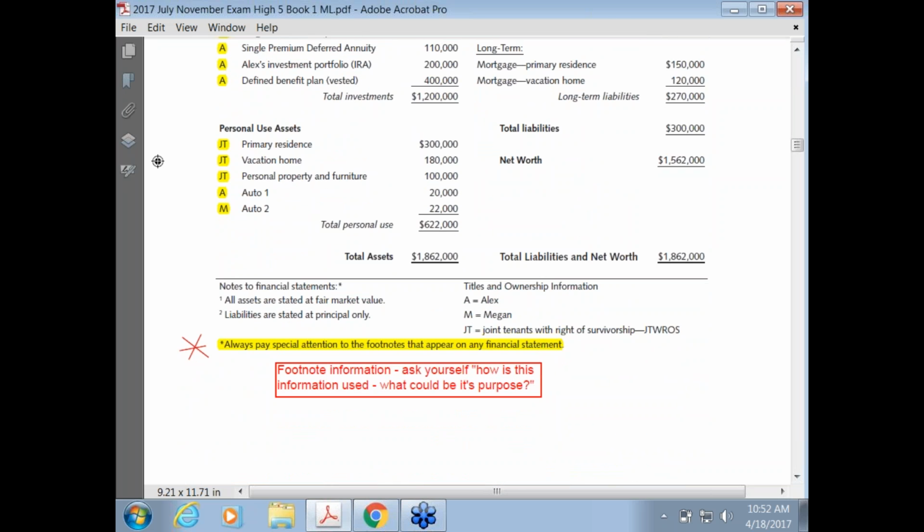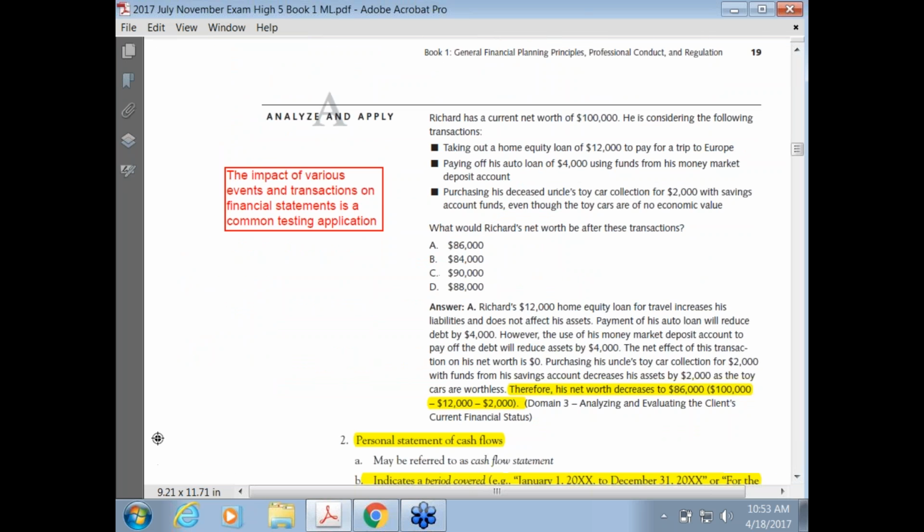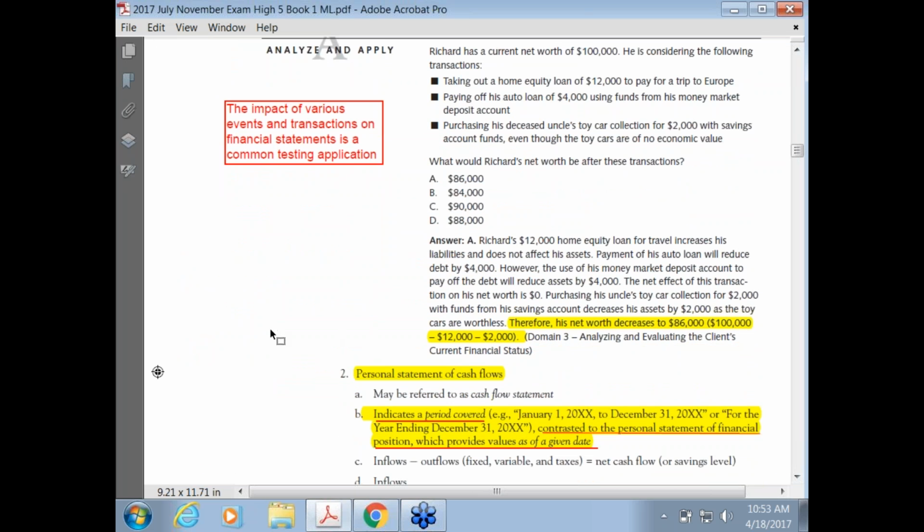And as I mentioned a minute ago, I tend to look at footnotes through the lens of, okay, CFP Board, why are you giving me that little nugget of information? And sometimes it can lead you to anticipate, oh, I bet there's going to be a question on this or that. So this is a short list just for example purposes, but they can be much longer on a case study. It might work for the exam.